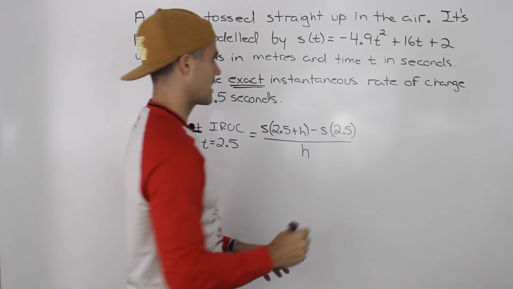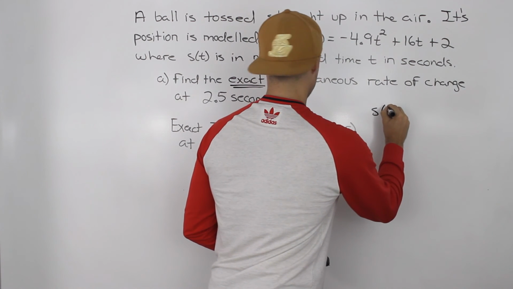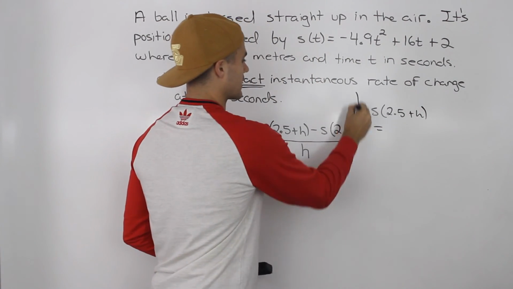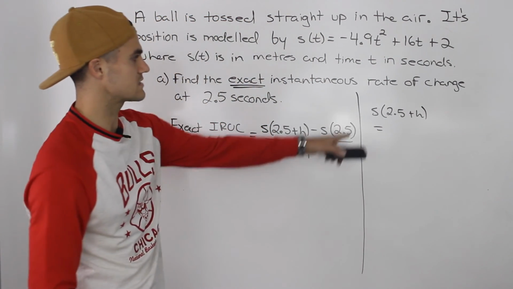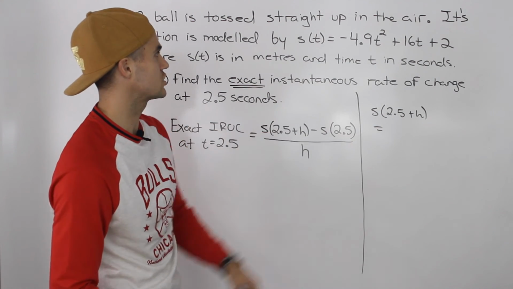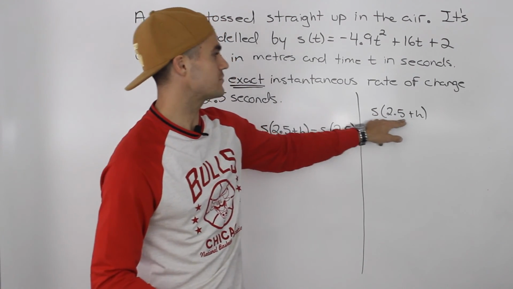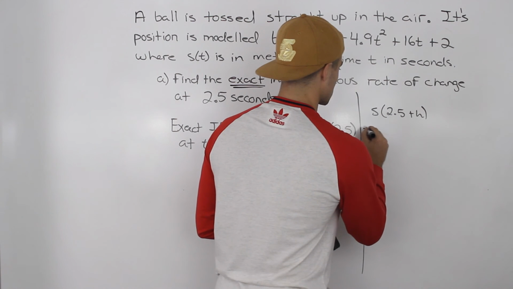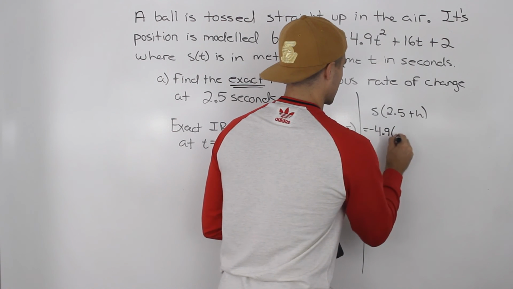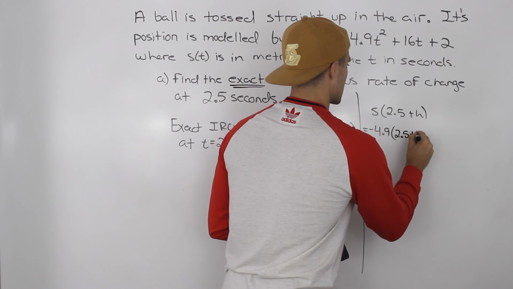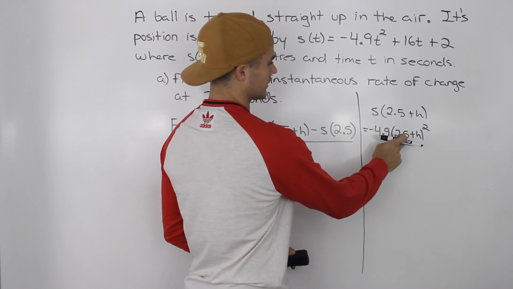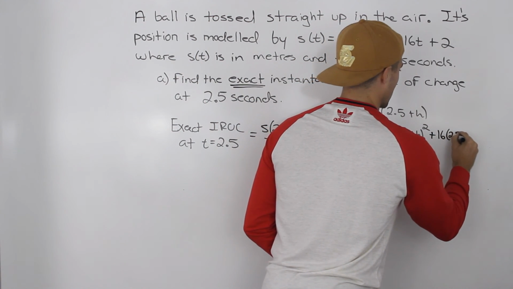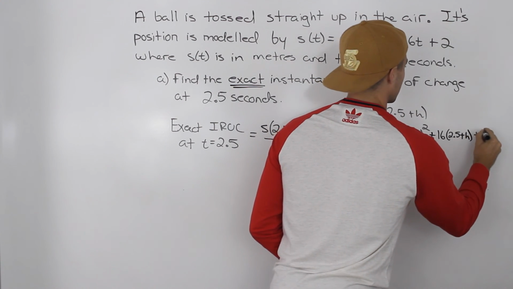So let's, on the side, simplify these expressions in the numerator. So when we plug them back in here, it's a lot easier. So what's s of 2.5 plus h going to be? We plug in 2.5 plus h for the t values in the function. So we would have negative 4.9 times 2.5 plus h squared. And then we're going to plug in this 2.5 plus h for this t here. So we're going to have plus 16 times 2.5 plus h, and then we're going to be adding 2.